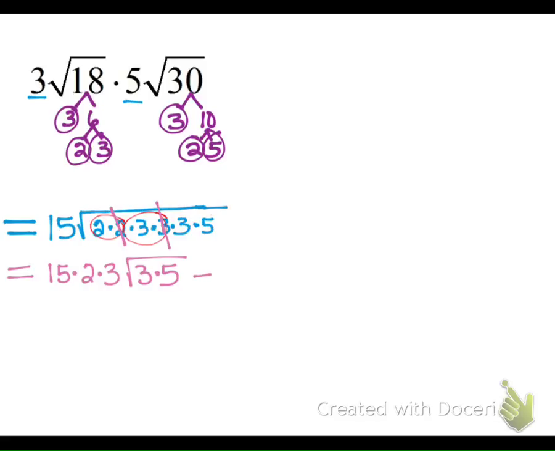And then from there, I just simplify. So what's 15 times 2? 30. 30 times 3? 90. Square root, and then simplify your radicand. 3 times 5? 15. So 90 square root 15.